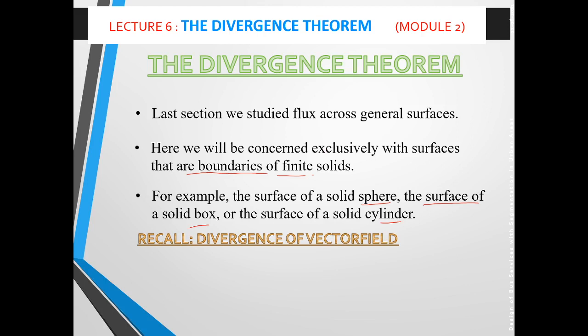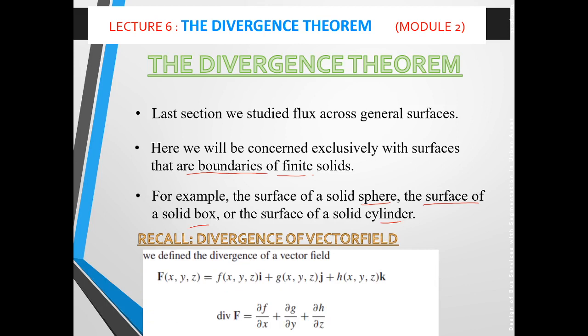Do you remember divergence? Yes, sir. Divergence of a vector field F of x, y, z equal to f of x, y, z i plus g of x, y, z j plus h of x, y, z k is del dot F. Div F is del dot F, which is dou f by dou x plus dou g by dou y plus dou h by dou z. And this is a scalar, right? Not a vector. Yes, sir.